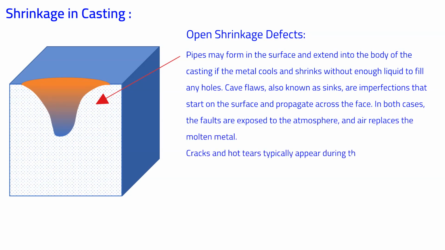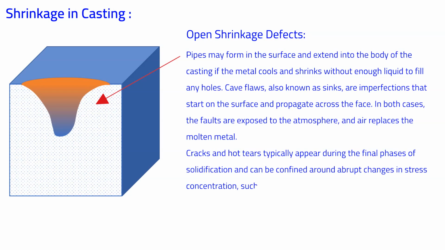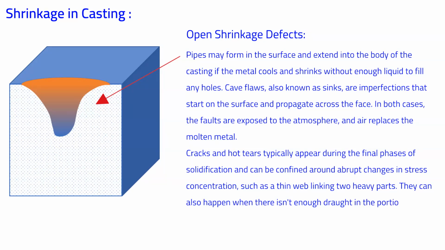Cracks and hot tears typically appear during the final phases of solidification and can be confined around abrupt changes in stress concentration, such as a thin web linking two heavy parts. They can also happen when there isn't enough draft in the portion or when heat pools in heavier sections.